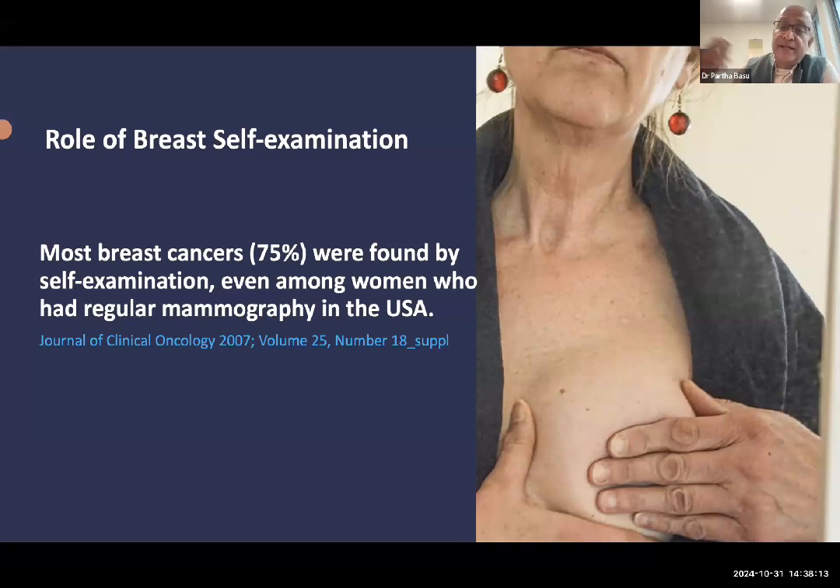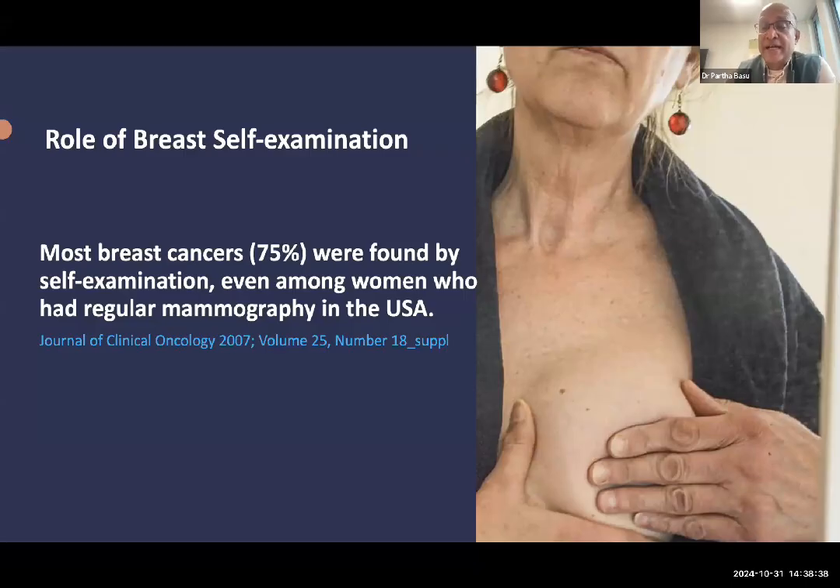BSE has also been tried in a screening setting. There has been a big randomized controlled trial in China where they didn't find that BSE was reducing mortality. But we have to think about the health system in China, especially in the study, where all the women had access to good quality care. So the comparator arm also had good quality care. So there are many issues with that.